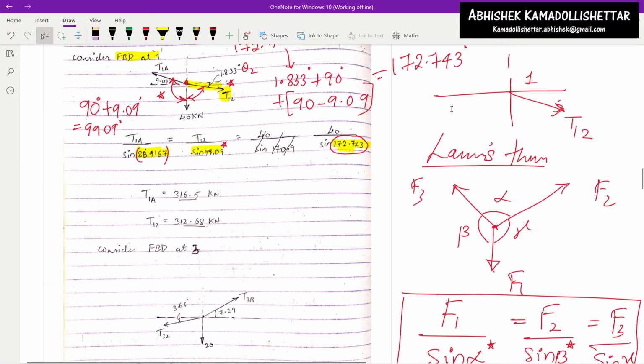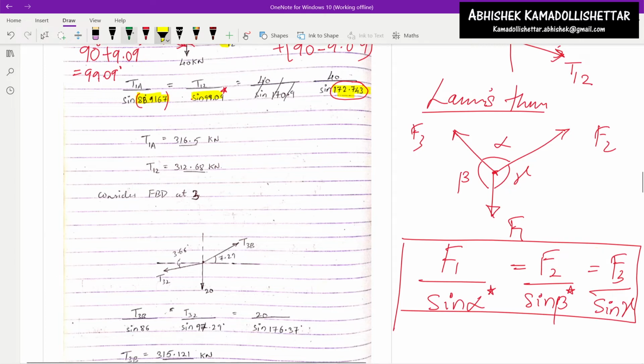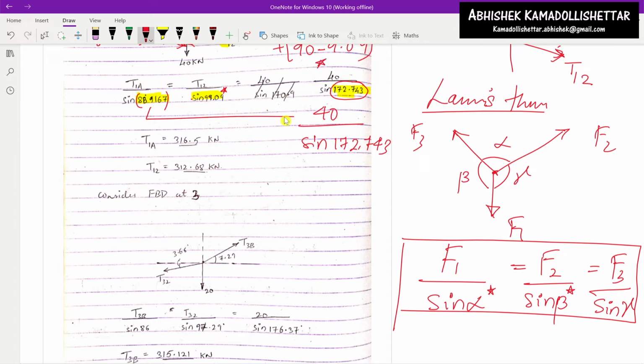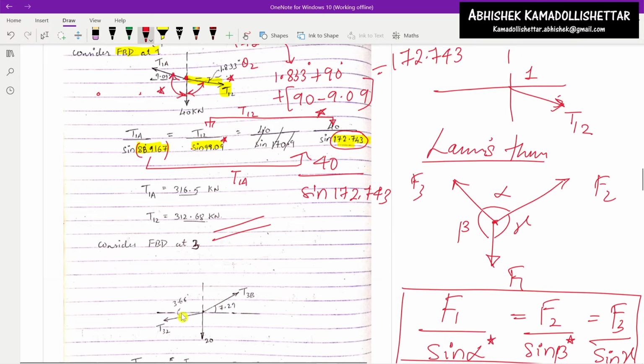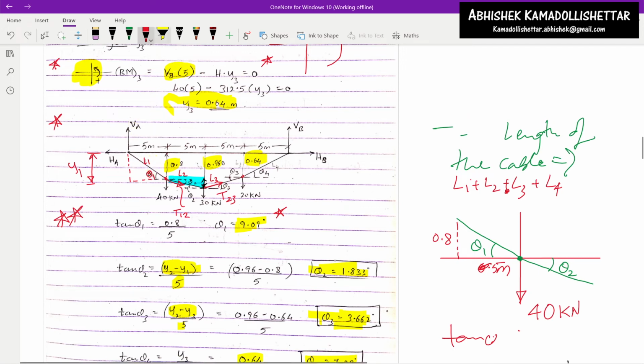Now how will you proceed? Write everything in the order of Lamy's theorem pattern. And next is to calculate. Since you can already calculate the value of 40 divided by sine 172.743, you calculate this part and then equate it once with this and once with that. When you equate this, you will get T1A, and when you equate T12 with this one, you will get the answer T12. So I have written the answers here. The two values are the tensions T1A and T12.